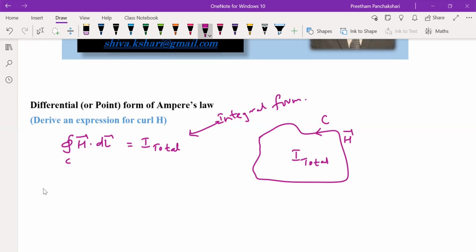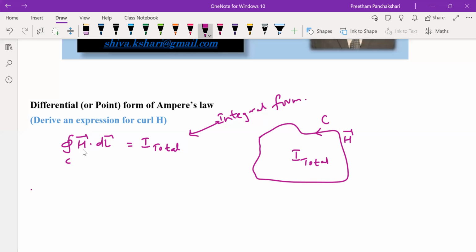Also in electromagnetics, we want equations to explain any concept or evaluation of any quantity at a particular point rather than over a surface or over a closed path. So we always would like to have very important equations in point forms or differential forms so that we can address some quantity at a particular point. Here also we make an attempt to derive Ampere's law in differential form. So for that we have to make some preparations.